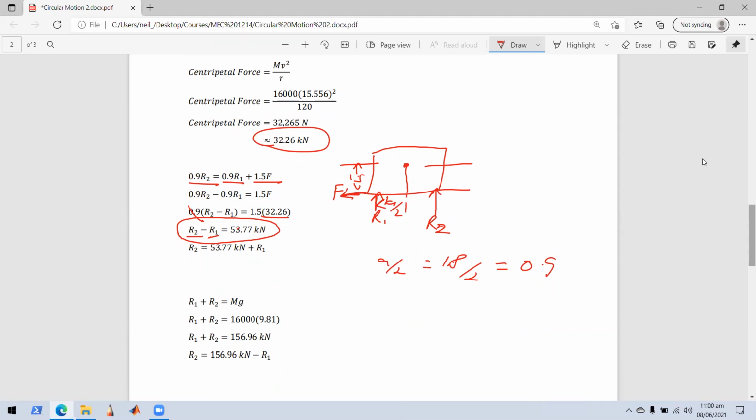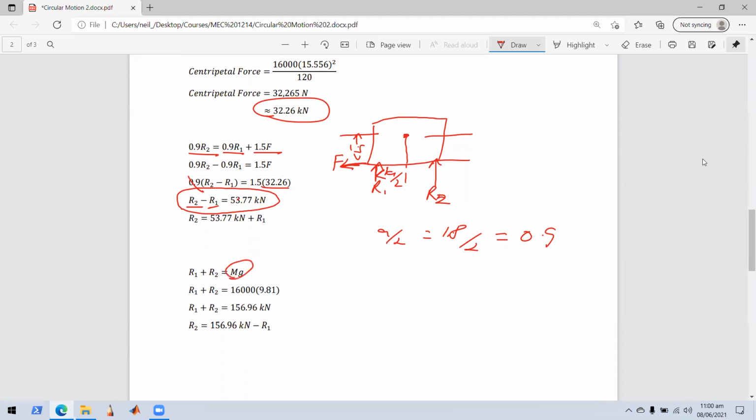Now the weight of the vehicle, mg, is distributed, depending on how it's turning, among both wheels. So R1 and R2. We can draw the conclusion that R1 plus R2 is equal to mg. Putting in the values for mg, m is 16 tons, which is 16,000 kilograms, g is 9.81. Multiplying that out and dividing by 1,000, you get kilonewtons. We get R1 plus R2 is equal to 156.96 kilonewtons.